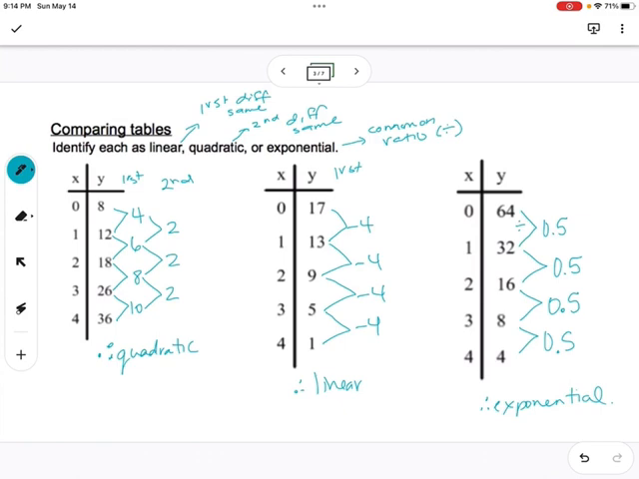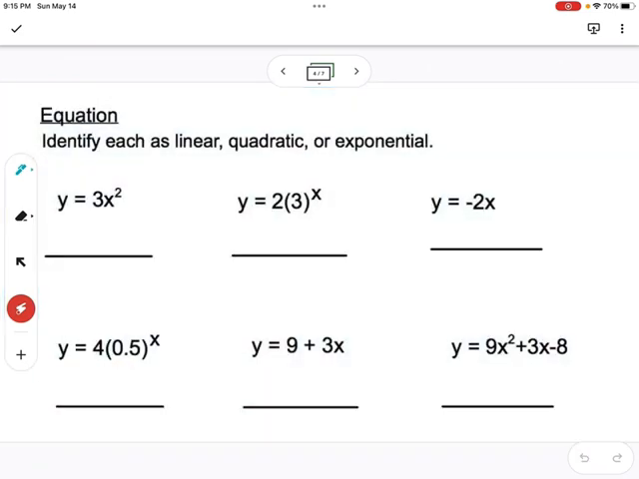Okay, so it might take a little bit of trial and error to figure it out. You might have to go through the first and second differences, and if those don't work, then you would go to the common ratio and see if that works. Okay, so that's our table of values.